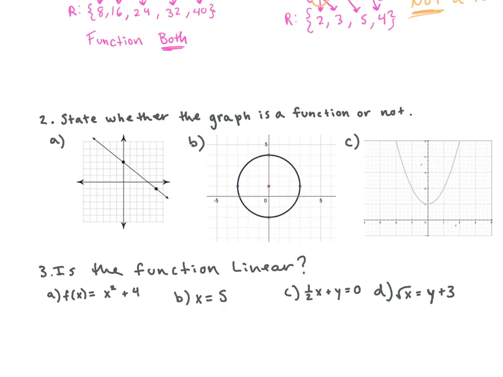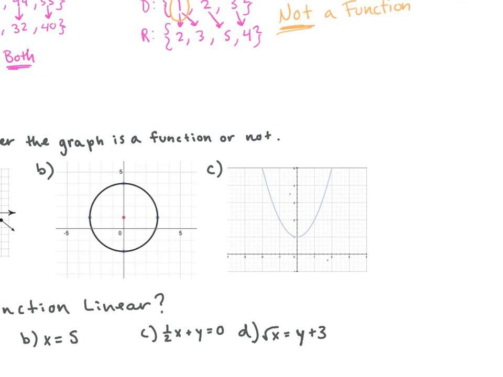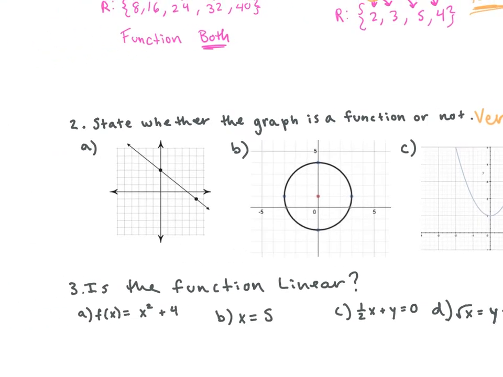So let's look at number 2. State whether the graph is a function or not. So this is when we do our vertical line test. We can put a vertical line anywhere through our graph, and if it only touches at one point, it passes the test. So this one passes the test, meaning that it is a function.